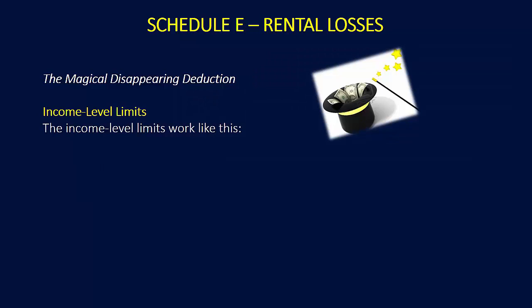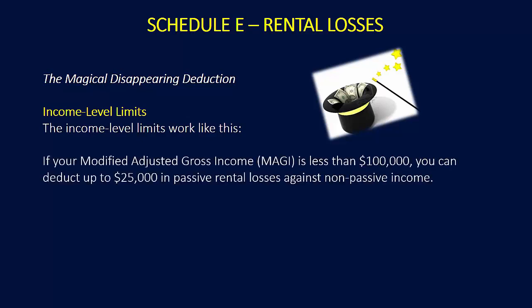So now let's talk about the magical disappearing deduction. Income level limits. The income level limits work something like this. If your modified adjusted gross income, or your MAGI, we're not talking about the 3 gentlemen at Christmas time, is less than $100,000, you can deduct up to $25,000 in passive rental losses against what's called non-passive income.